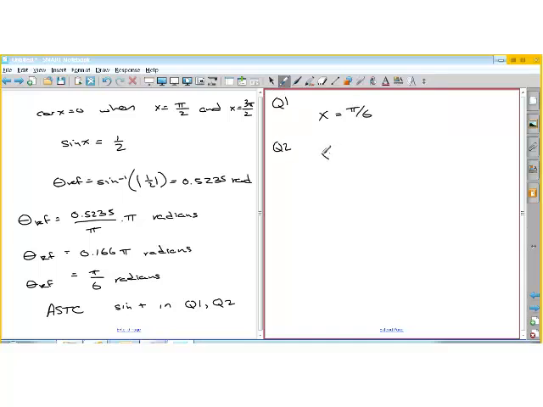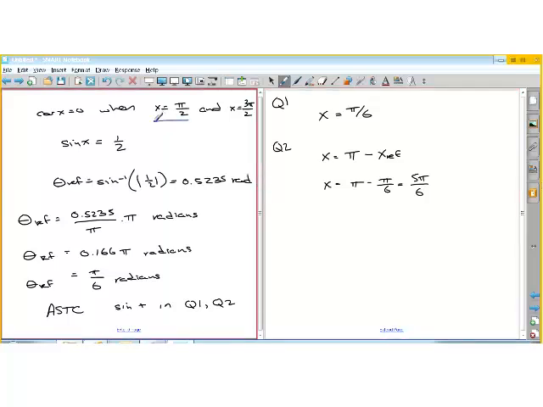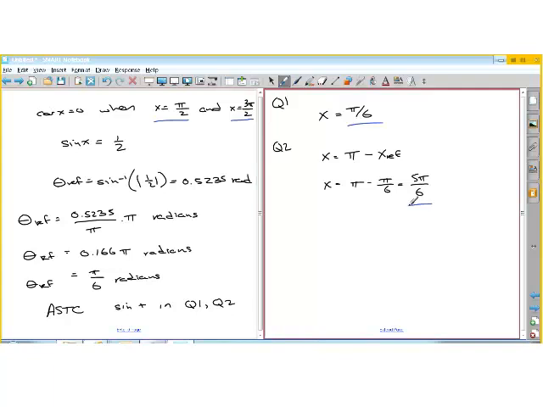Our second quadrant solution is going to be equal to pi minus the reference angle. I guess I could have waited to call it x in a second. So you get pi minus pi over 6, which is 5 pi over 6. So now we've got these two. These are critical numbers, possible minimums and maximums, and then we have these two.